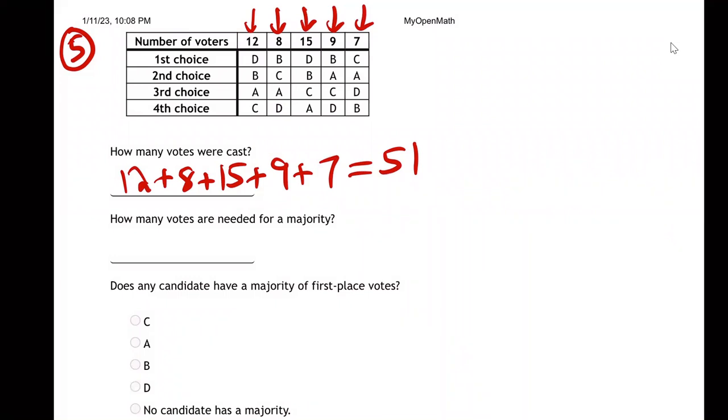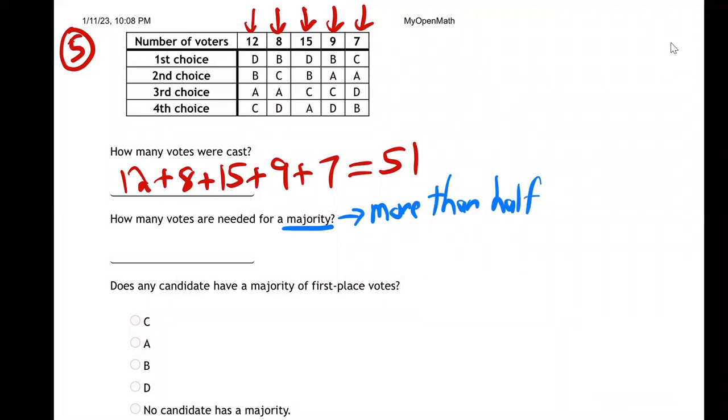Next question. How many votes are needed for a majority? What does majority mean? More than half, right? Majority is more than half. So if majority is more than half, and they're asking me to find, well, 51 people are voting, what's a majority? What's more than half?